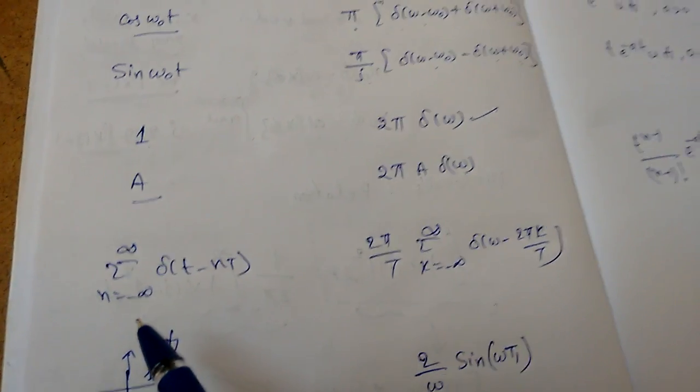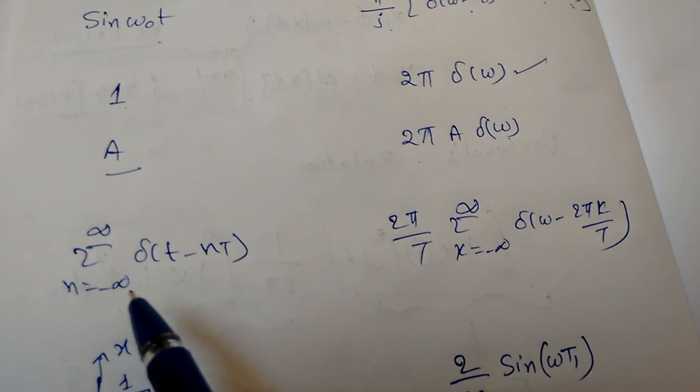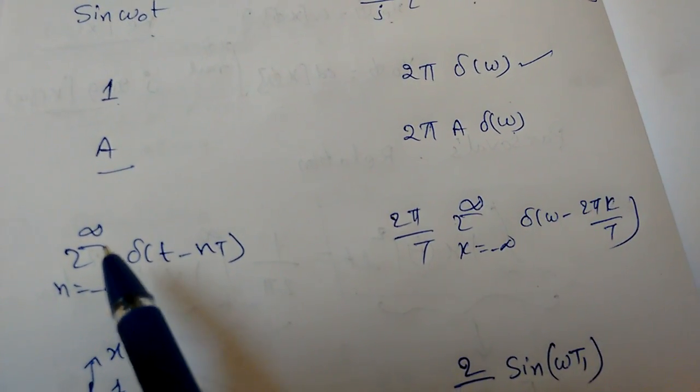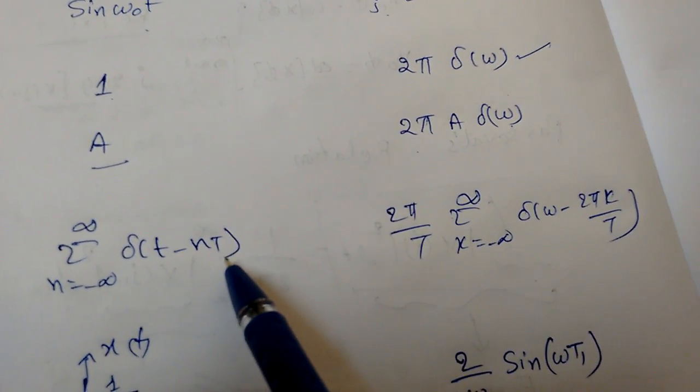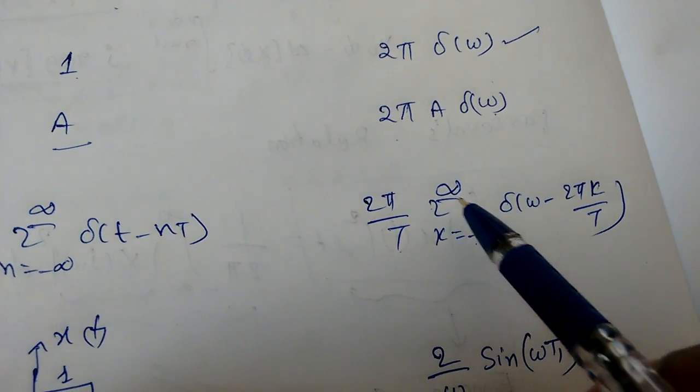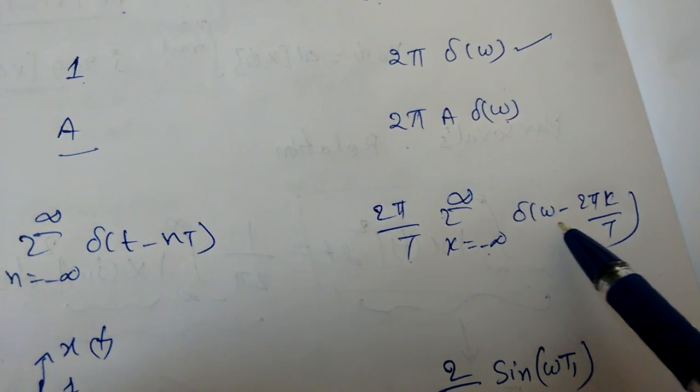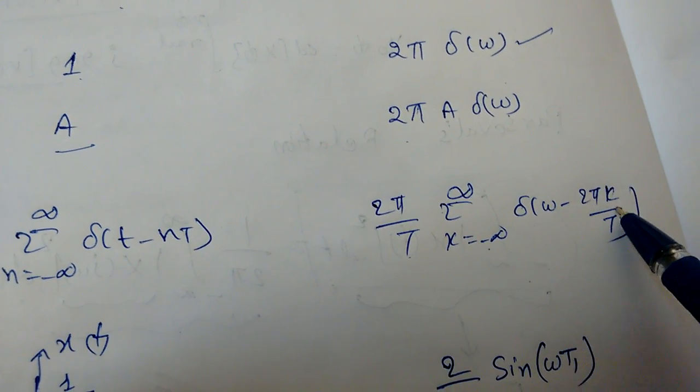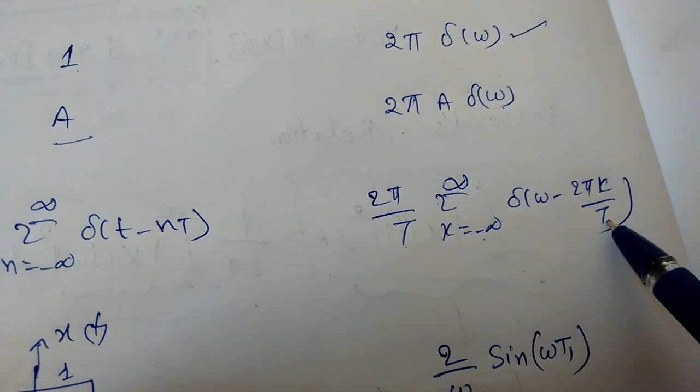Suppose an impulse train is given, that is the sum over n from minus infinity to infinity of δ(t minus nT). We will get 2π by T into the sum from minus infinity to infinity of δ(ω minus kω₀). So ω₀ is replaced by 2π by T here. That's it.